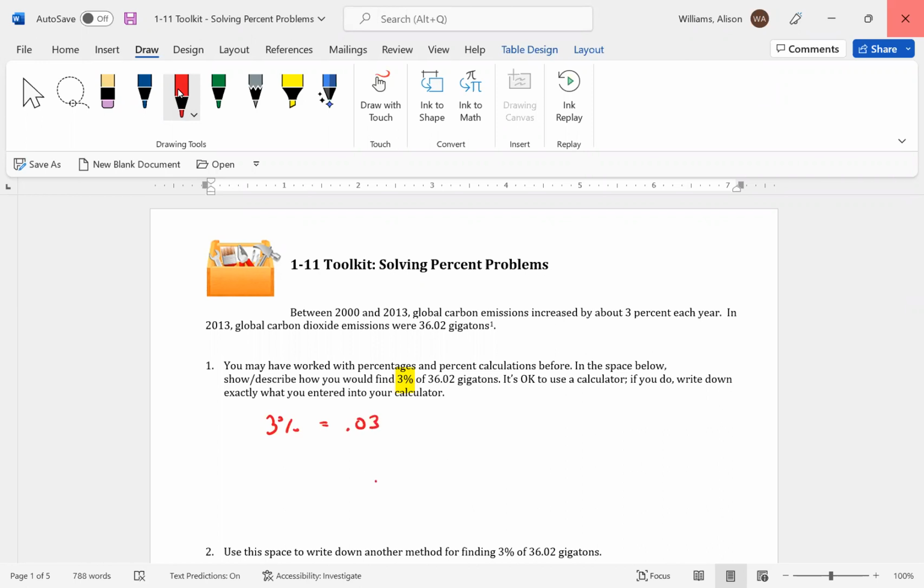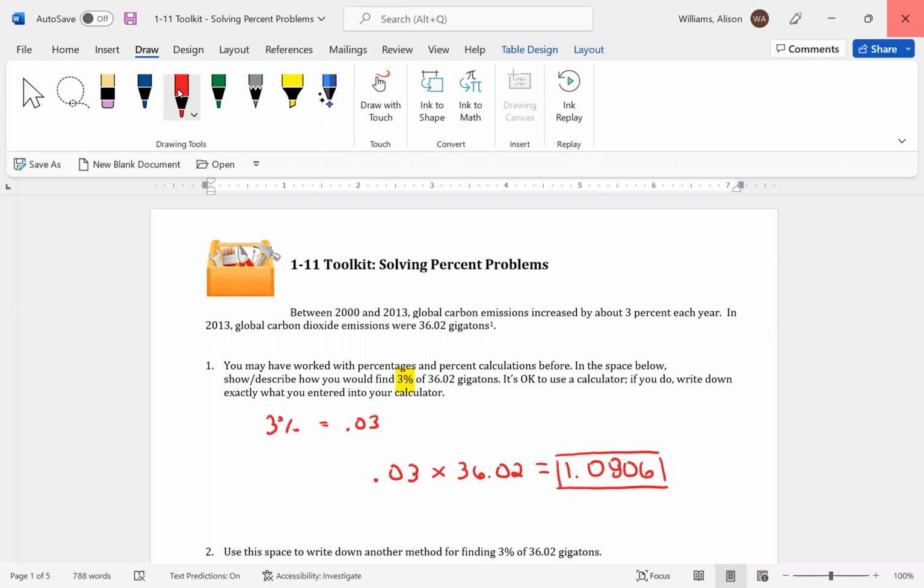So if I take 0.03 times 36.02, and I'm going to grab my calculator, you grab yours too, maybe pause the video, whatever you need to do. I'm going to do 0.03 times 36.02, and I came up with 1.0806. And that is how I take 3%.